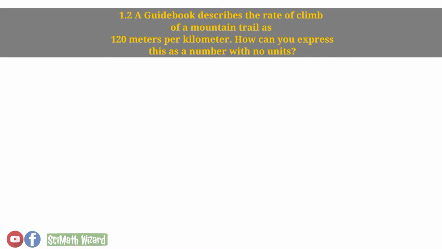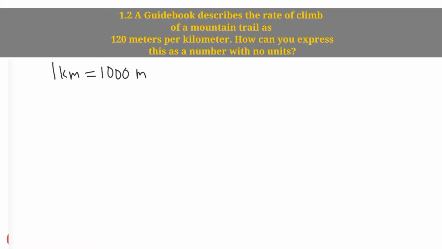Question 1.2. A guidebook describes the rate of climb of a mountain trail as 120 meters per kilometer. How can you express this as a number with no units? As we know, the given rate is 120 meters per kilometer. To do so, we use the conversion factor, which is given as 1 kilometer is equal to 1000 meters.